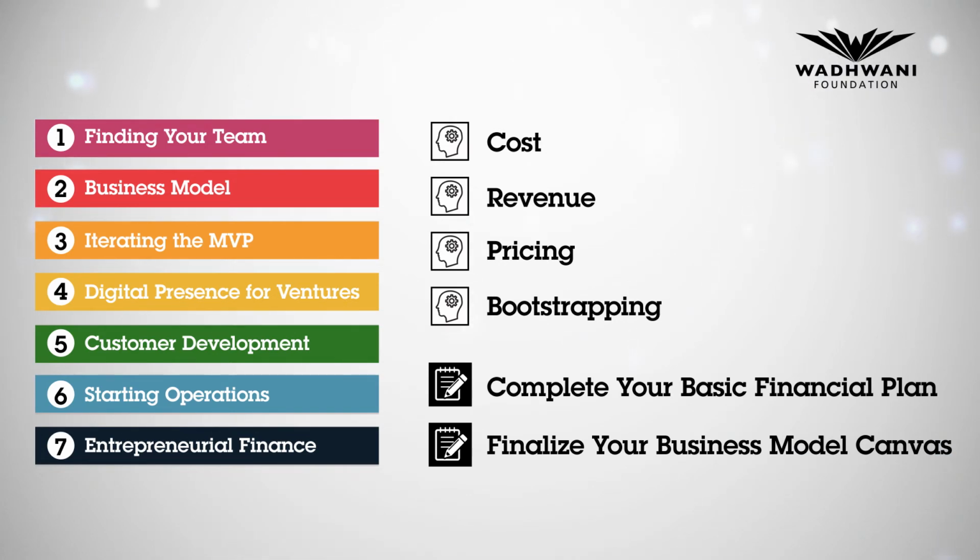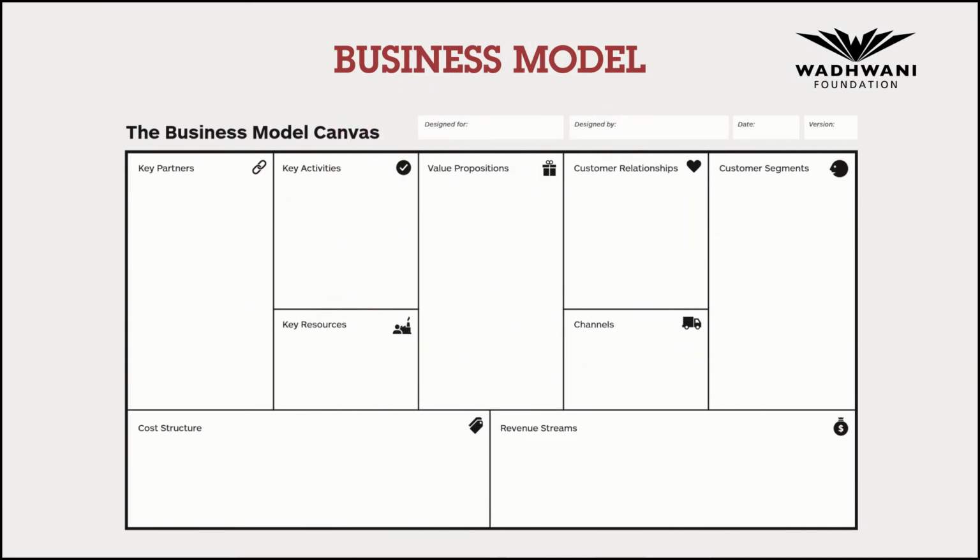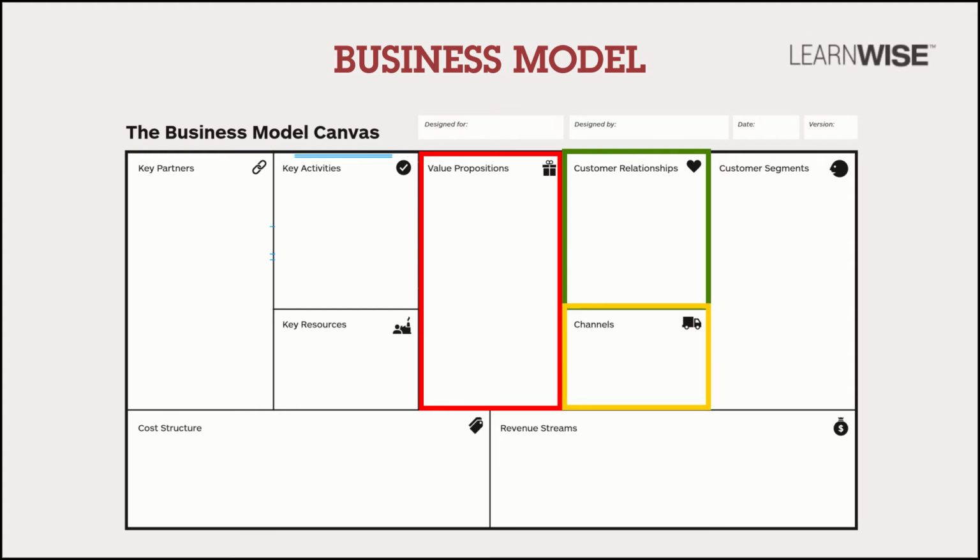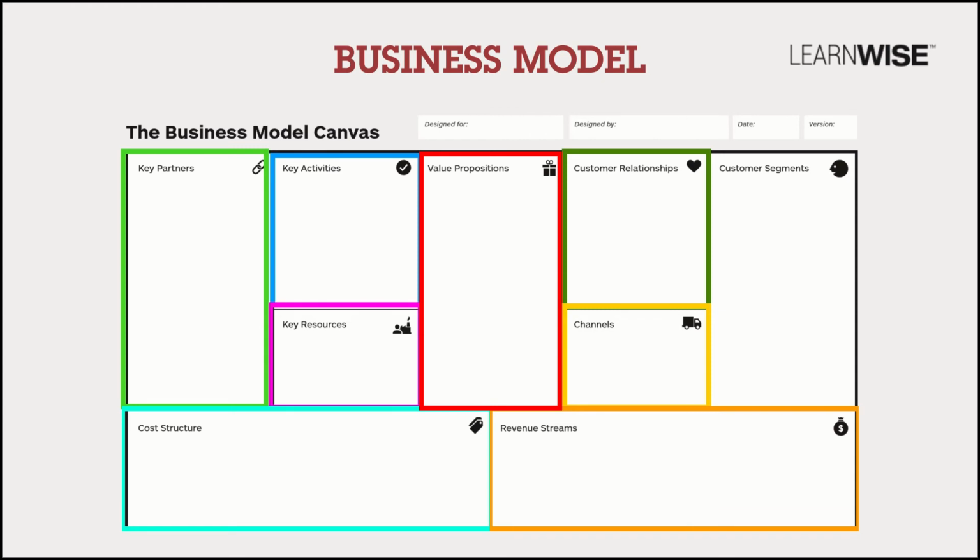Let me tell you one big thing about this program. It is really all about your business model. All the various things you learned about are all part of the business model. Things like value proposition, customer relationships, media and distribution channels, key activities, key resources, key partners, cost structure, and revenue streams. All of these are separate blocks on the business model canvas and are integral to a successful business venture.